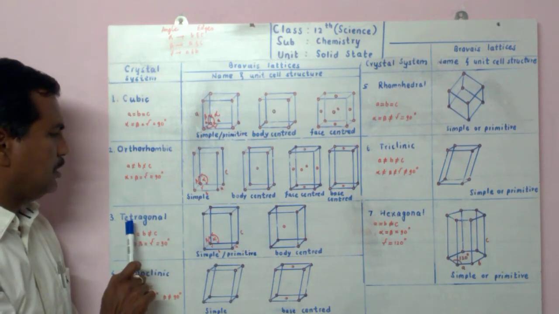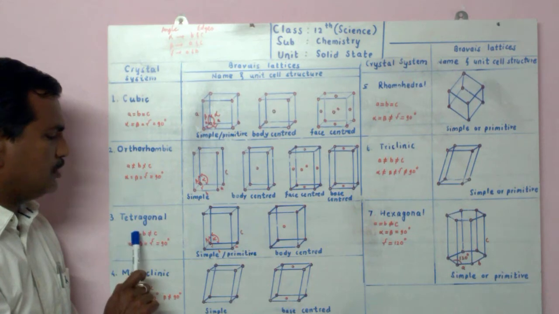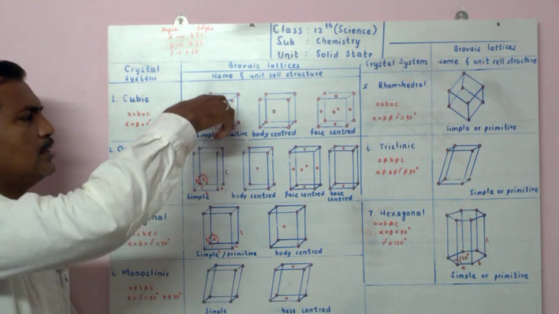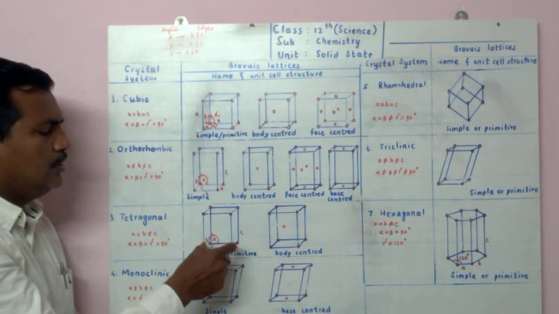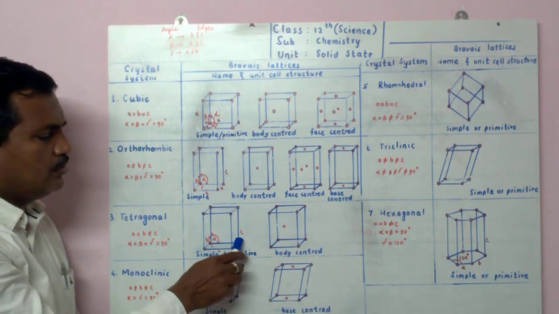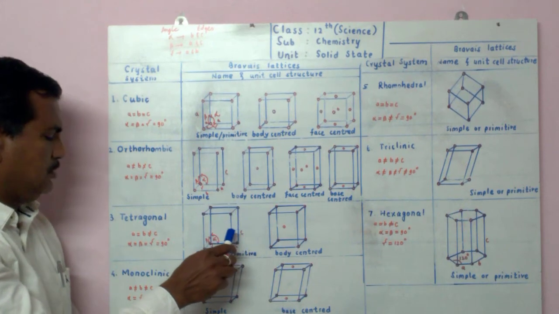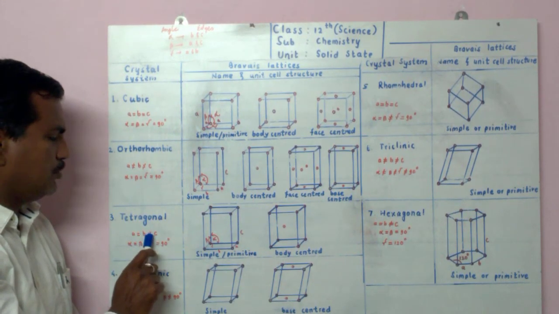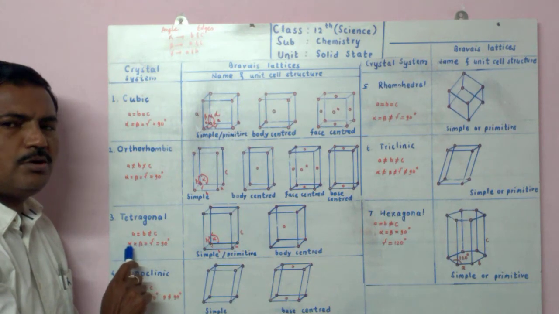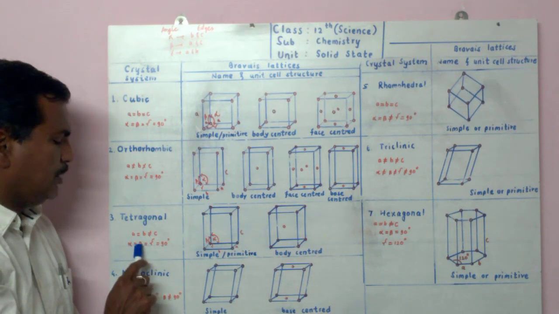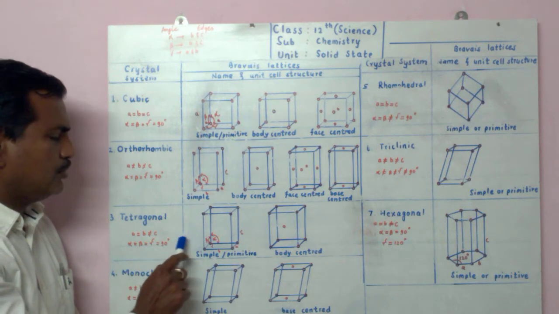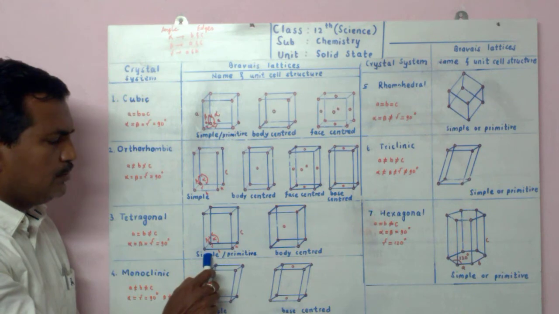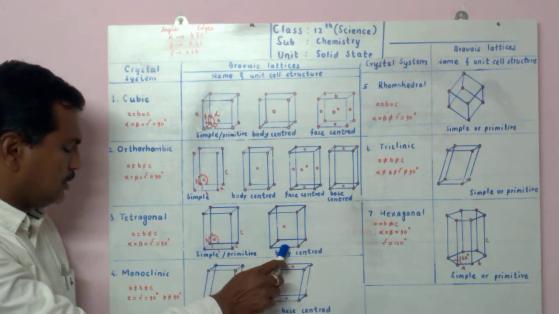Then tetragonal. It is like an extended cube, only the edge length c is different. Here a is equal to b, not equal to c, and all angles alpha, beta and gamma are equal to 90 degrees. So it is of two types, simple or primitive and body centered.